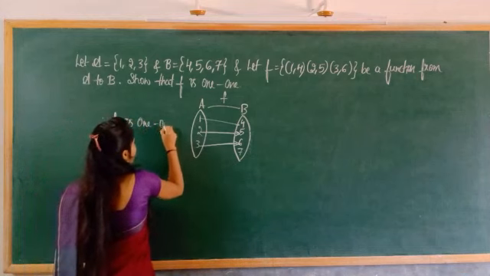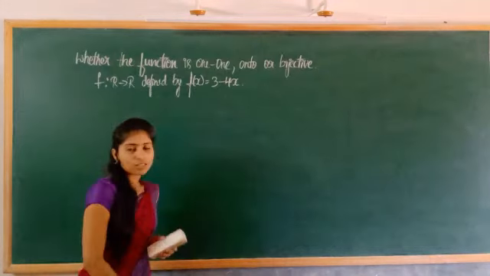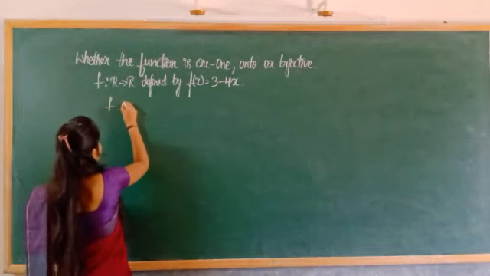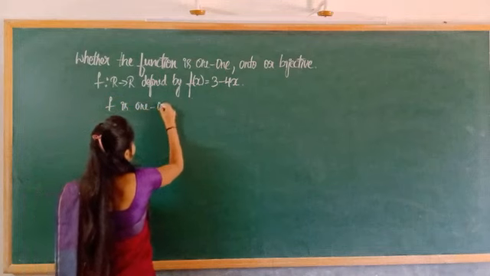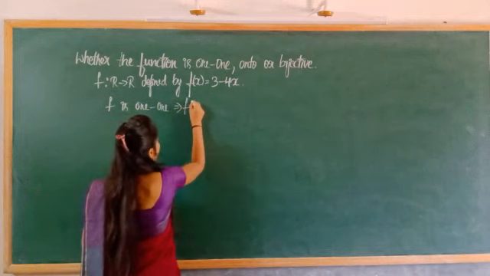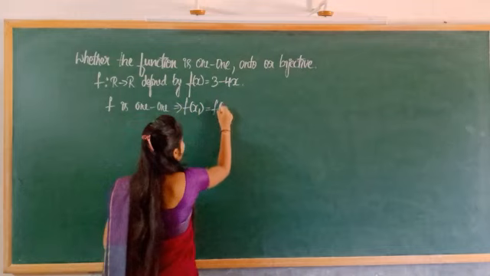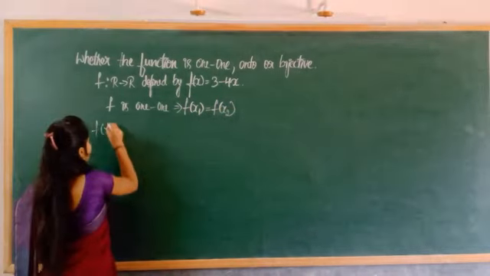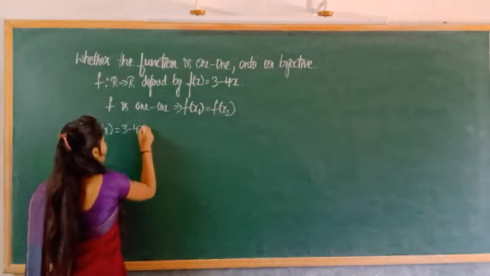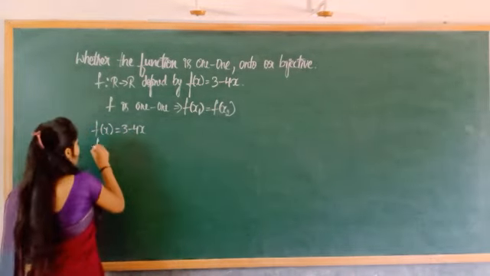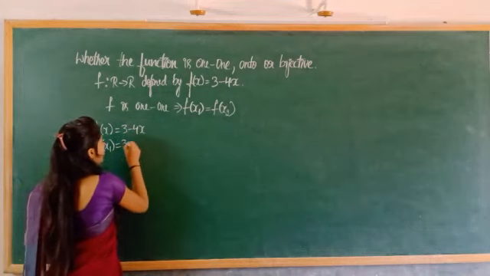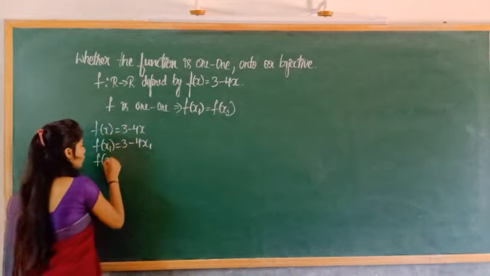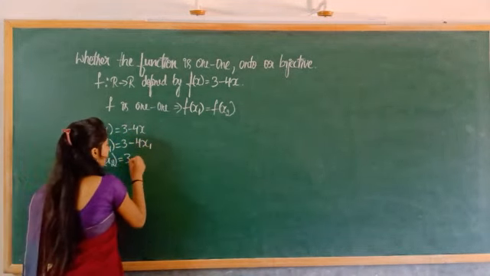Okay. The next problem, f of x equals 3 minus 4x. For the one-one condition, f of x1 is equal to f of x2. What have they given for f of x? F of x is equal to 3 minus 4x. Then in place of x I am putting x1. Then f of x1 is equal to 3 minus 4x1. In the same way, in place of x I am putting x2. Then f of x2 is equal to 3 minus 4x2.